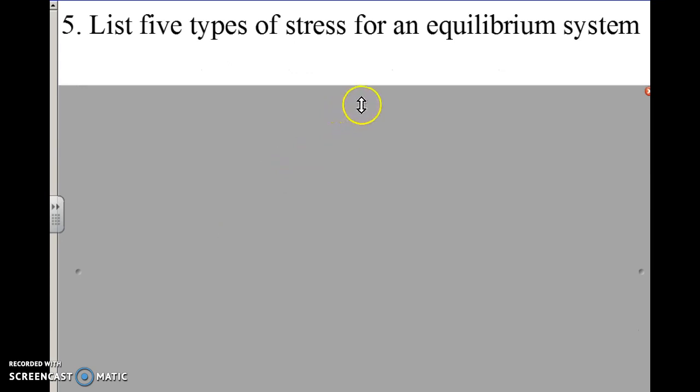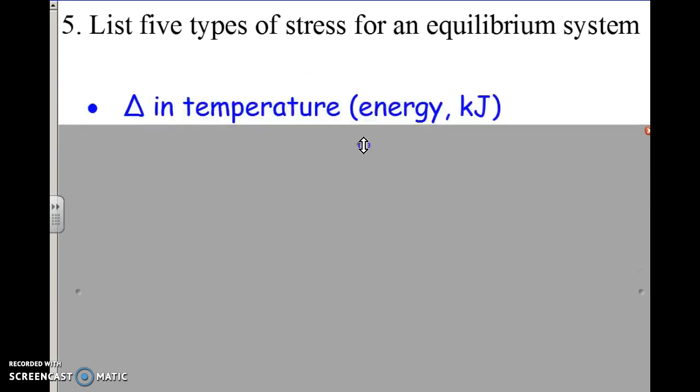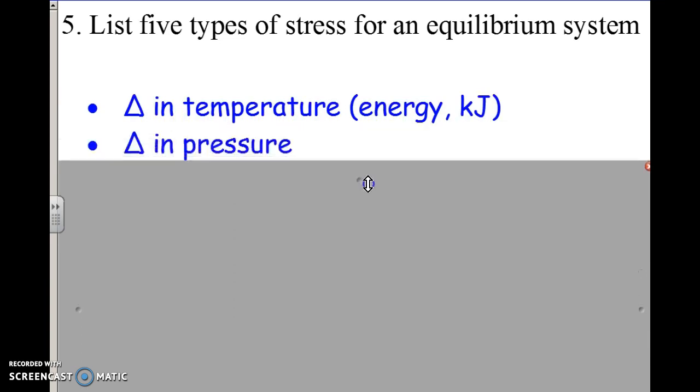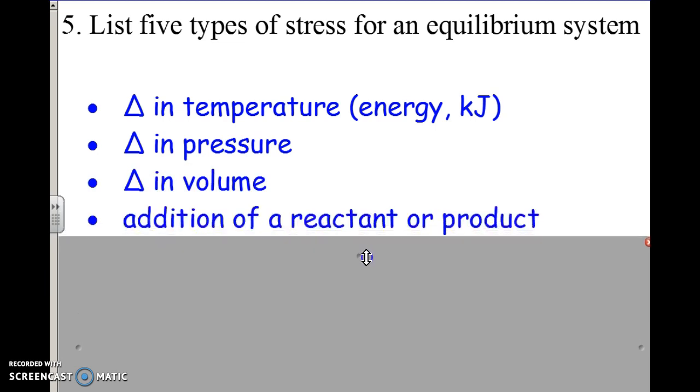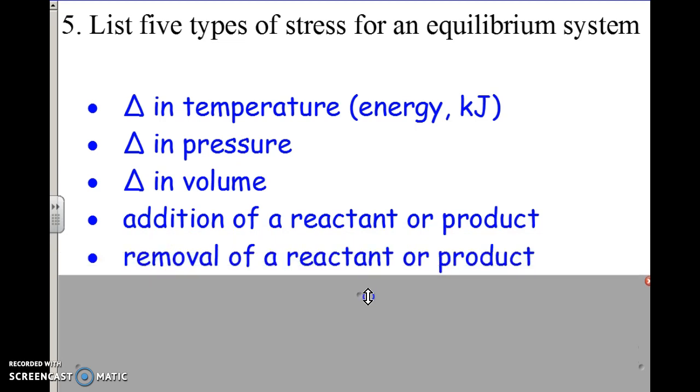There are 5 stresses for a chemical equilibrium system. Those would be changing the temperature or energy, changing the pressure, changing the volume, which will change the pressure, addition of a reactant or the addition of a product, or the removal of a reactant or the removal of a product. Again, pause this and take some notes.